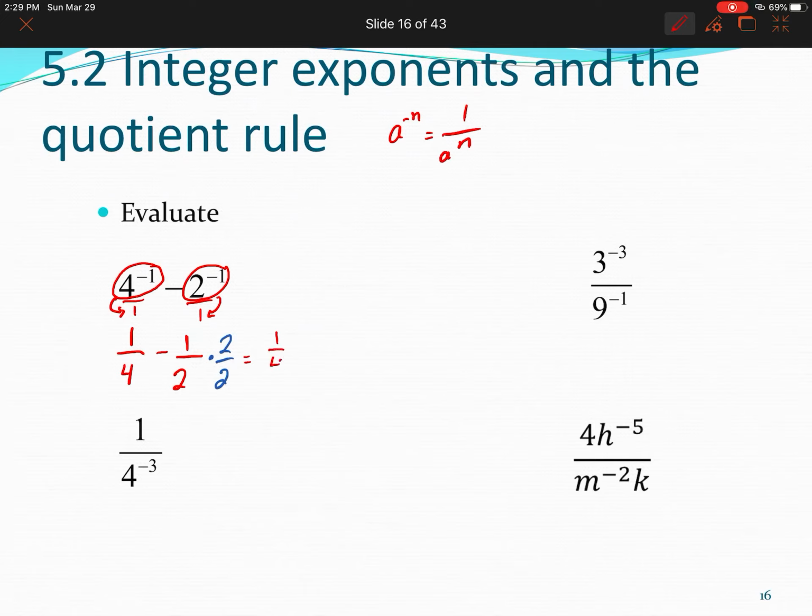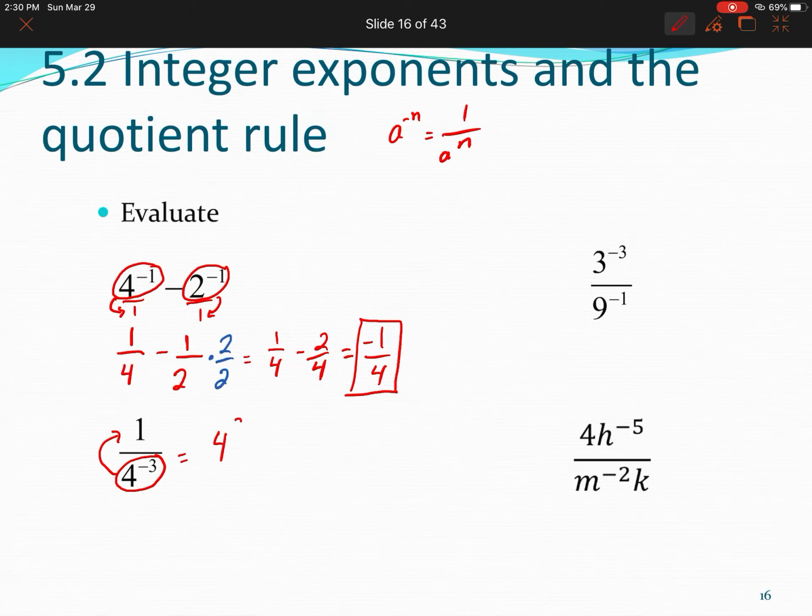And now to be able to subtract those, we have to find a common denominator. And so we're going to multiply this by 2 over 2. We've talked a good bit about how to get a common denominator and how to add and subtract fractions. So that should be something you can do at this point. So this is really 1/4 minus 2/4. And when you do that subtraction, 1 minus 2 is negative 1 over 4. So there's our solution.